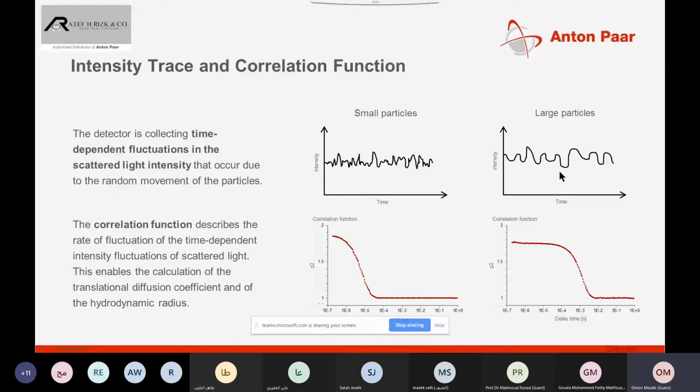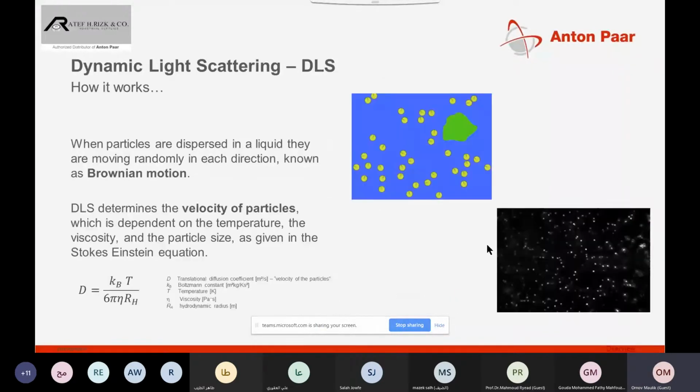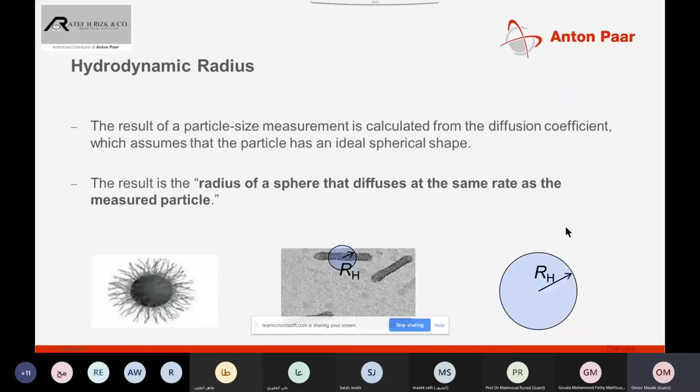This scattering fluctuation is then converted into a correlation function, and through this correlation function, we determine the diffusion coefficient. With the diffusion coefficient, when we apply it to this formula, we get the hydrodynamic diameter. As I have explained, what is the hydrodynamic diameter? It is somewhat a hypothetical radius or diameter, where it can predict the radius of a sphere that diffuses at the same rate as the measured particle.